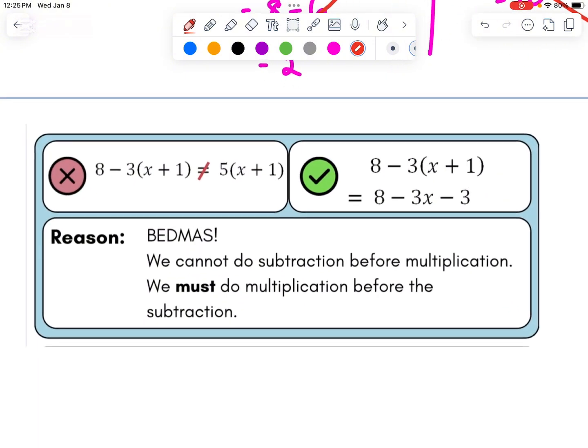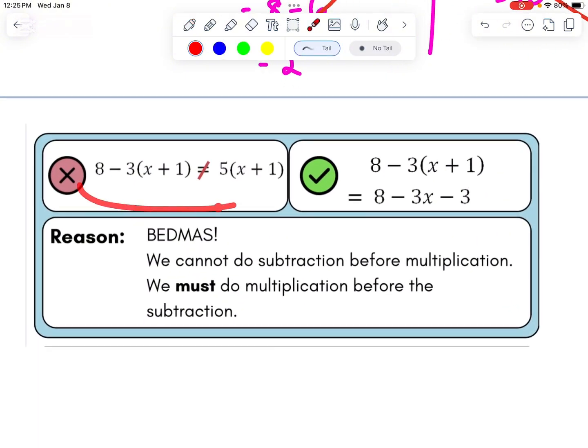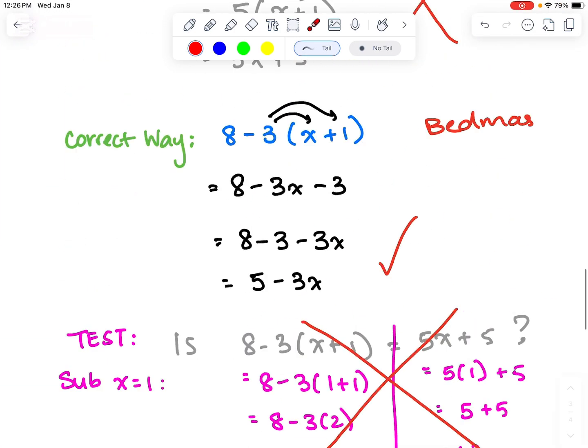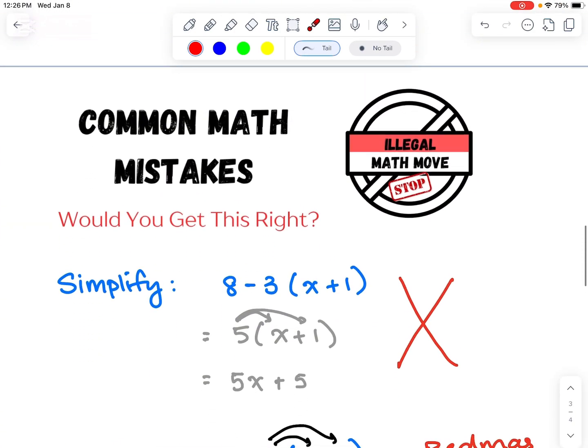So let's summarize. Here is one of the common mistakes that we make in school. Is this equal to that? No, because this person unfortunately did not follow BEDMAS and they tried to do subtraction before they do multiplication, which is distributive is multiplication. This says subtract a 3 times x plus 1. Hope that helped and hope you're able to avoid it.